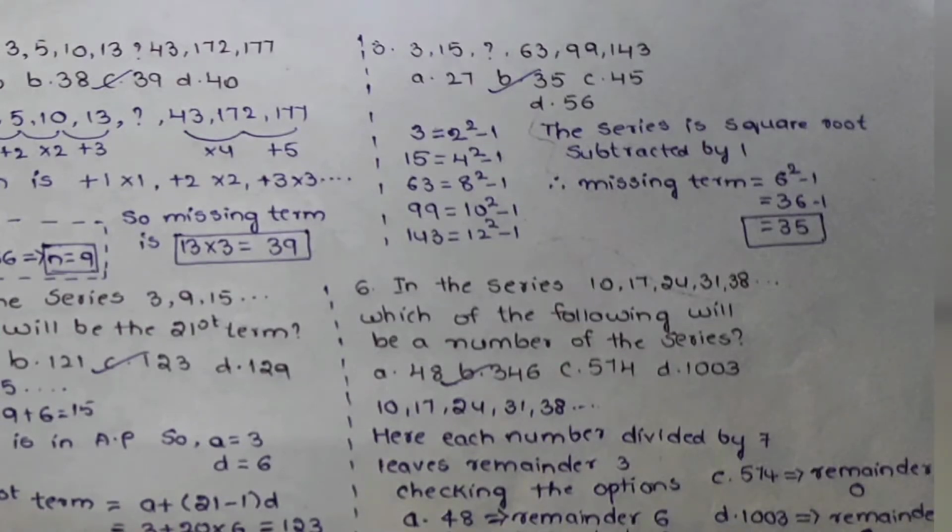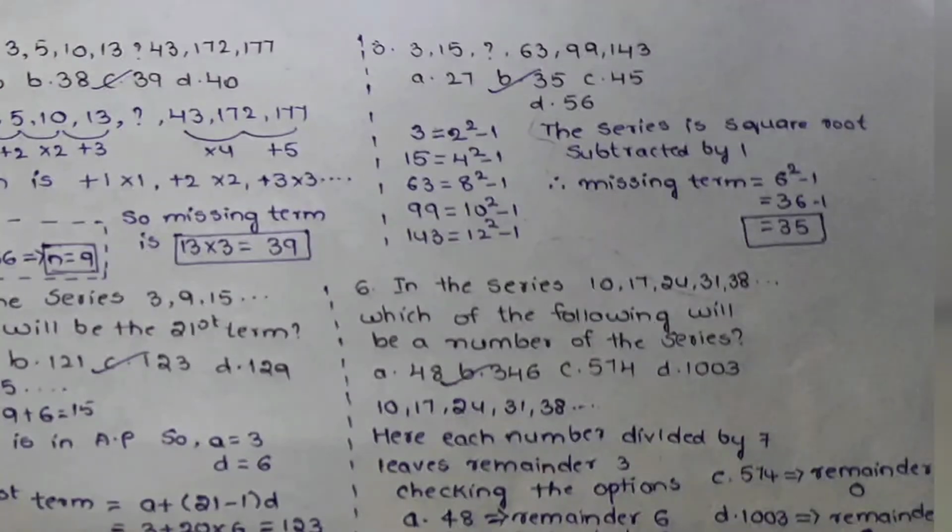So here the series is nothing but we are subtracting 1 from squares, that is, even squares. So here the first one is 2 square minus 1, the second one is 4 square minus 1, and the missing term should be 6 square minus 1, that is nothing but 36 minus 1, which is nothing but 35. The option is B. I hope you have understood this.